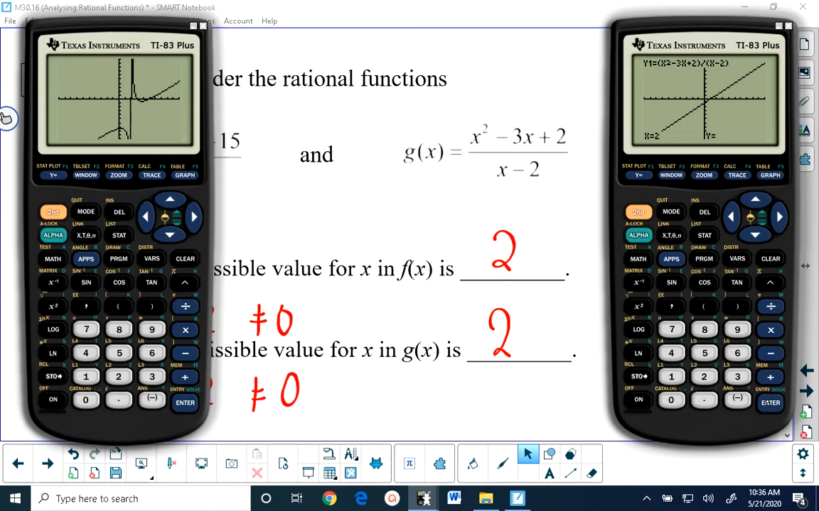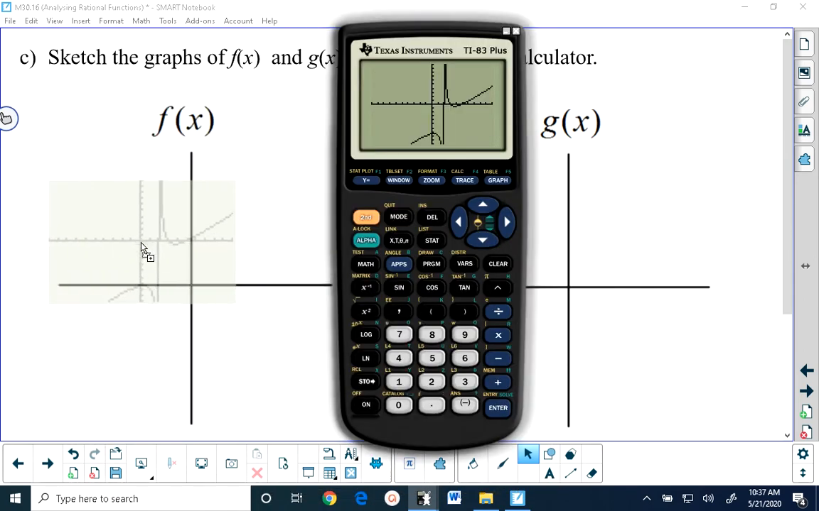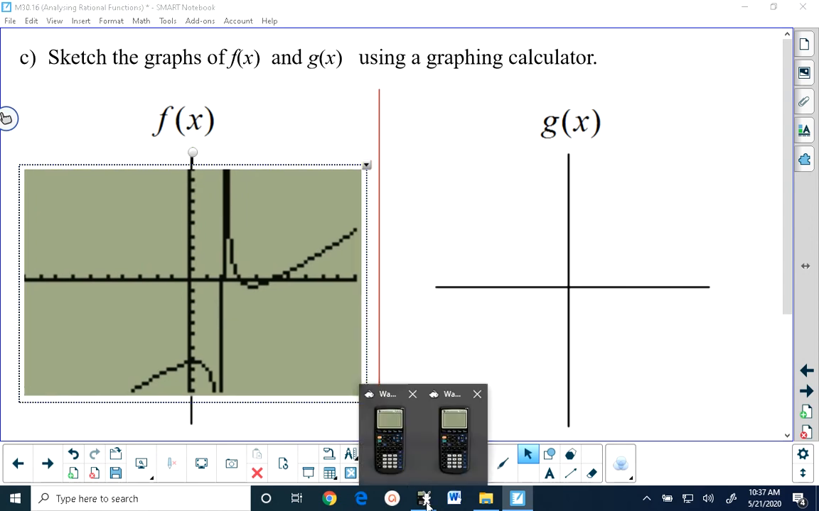In order for you to see the hole, and this isn't always going to work, but it works in this case, if you choose zoom decimal, which is zoom 4, you get that little hole in the line. Now, rather than me drawing them, we do have a graphing calculator. So there's the sketch of f of x.